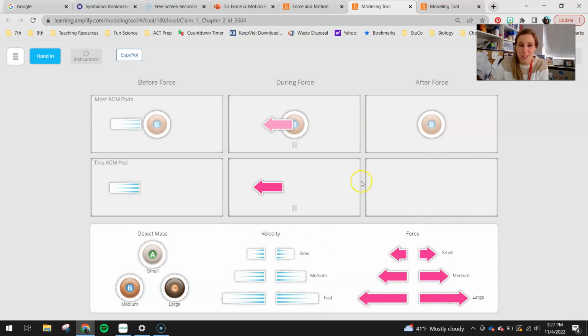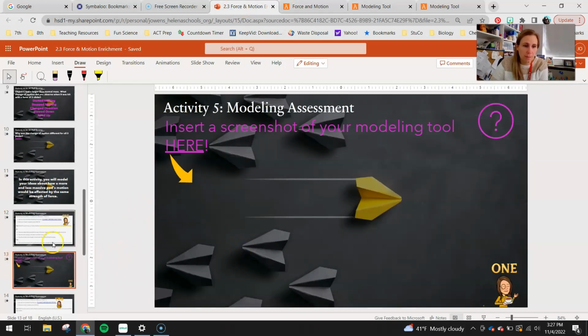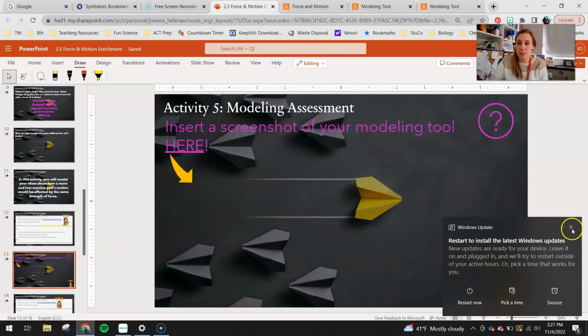It shouldn't be stopped. Once you do that, I want you to screenshot it and put that modeling tool on slide 13. Okay, go ahead, pause this video, finish that up. Again, be really mindful about what you need to do.